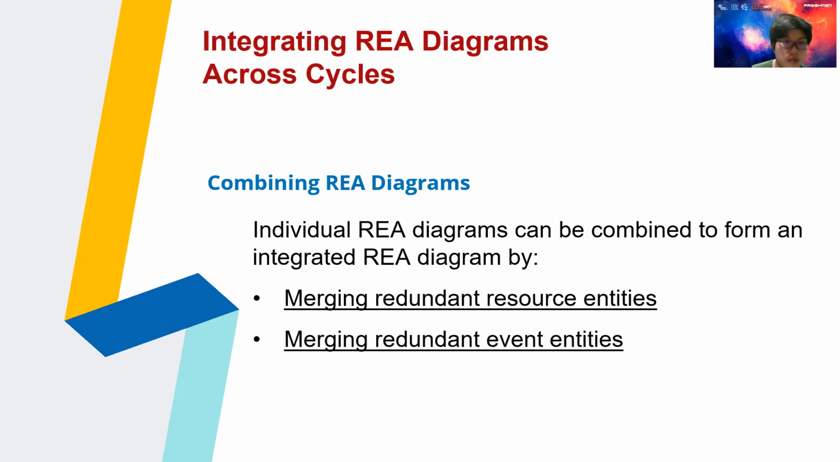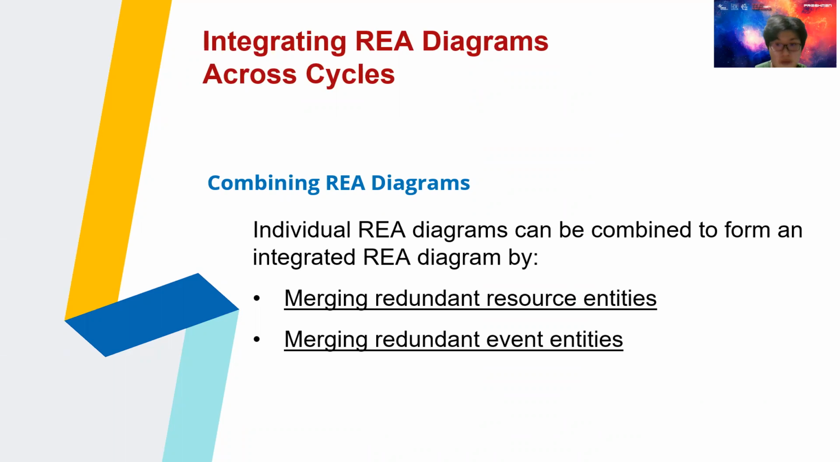Integrating REA diagrams across cycles. Combining REA diagrams: individual REA diagrams can be combined to form an integrated REA diagram by merging redundant resource entities. Example: inventory is acquired in the expenditure cycle and reduced in the sales cycle. Also by merging redundant event entities. Example: the disbursed cash event appears in the expenditure cycle and the payroll cycle.